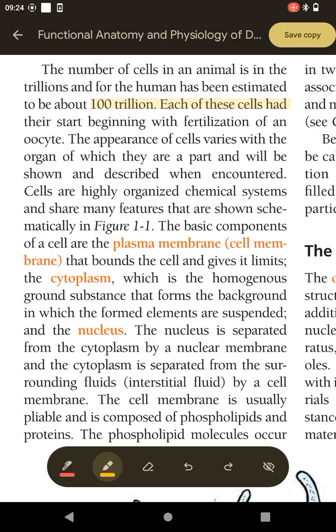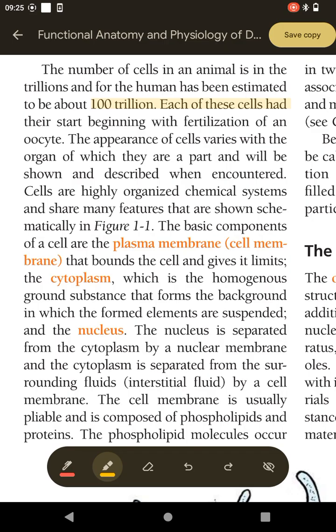Each of these cells had their start beginning with fertilization of an oocyte. This means that each and every cell of the body has its origin from which? From a single cell, the zygote. When the zygote is formed, then mitosis, the cell division, occurs, and the cells of the body are formed. So the origin, the start of each and every cell in the body begins with the fertilization of an oocyte.